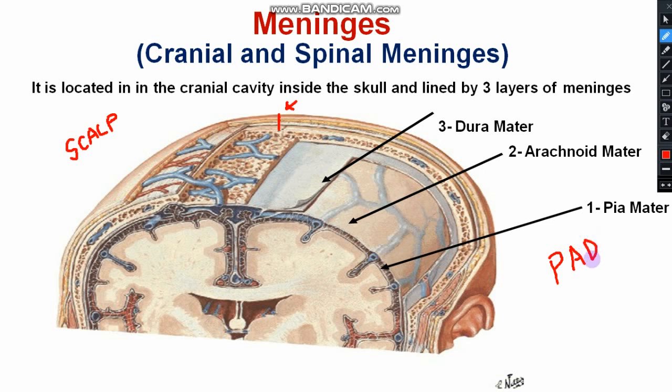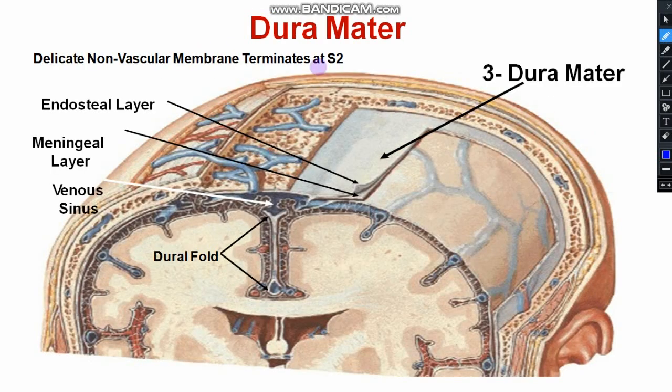Pia, arachnoid, dura. This dura mater is a non-vascular membrane and terminates at the level of S2, the second sacral vertebra. So this dura mater, here we see it's a double layer. This one is the outer layer and this one is the inner layer. The outer layer is known as the endosteal layer, whereas the inner layer is known as the meningeal layer.